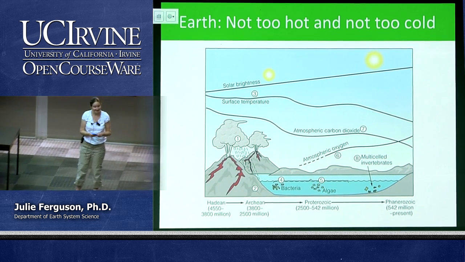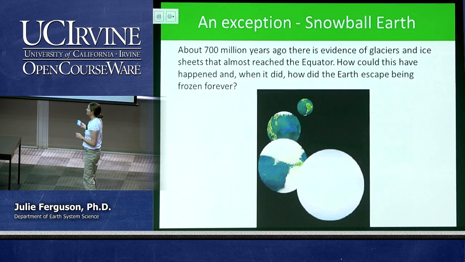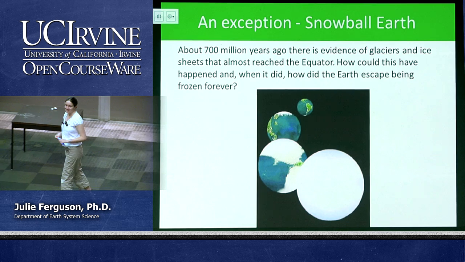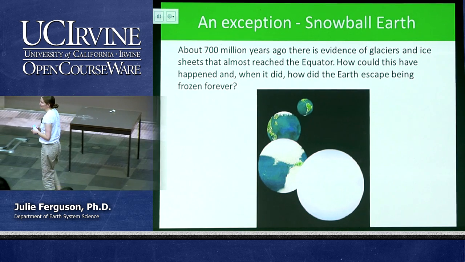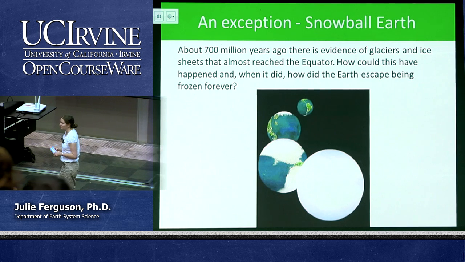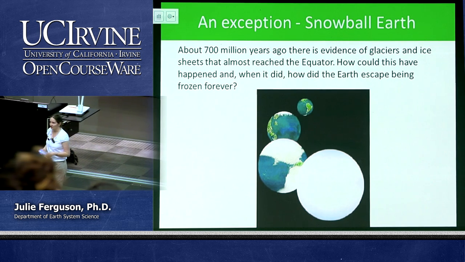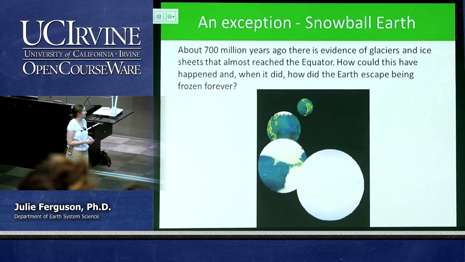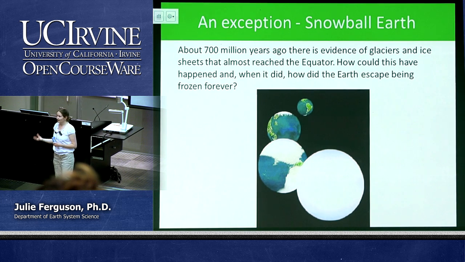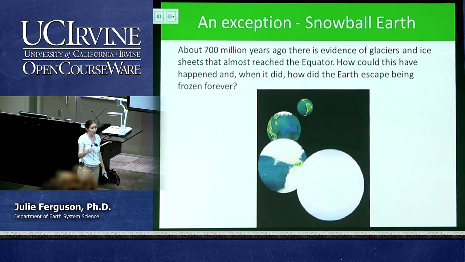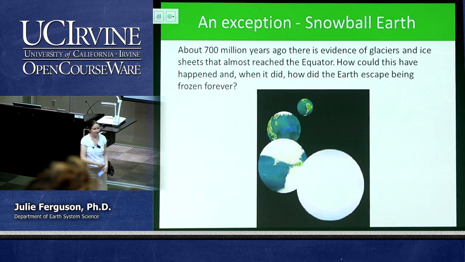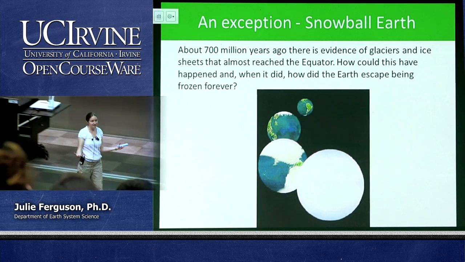But there's a couple of exceptions, and they're really fun exceptions. So an exception is called the Snowball Earth. It's one of my favorite times in Earth's history. And a couple of times, around 700 million years ago, so before the time when life got really going in terms of multicellular life, there was evidence that we could find in the geological record that glaciers had made it almost all the way to the equator. And we thought, this must be rubbish, that can't possibly happen.